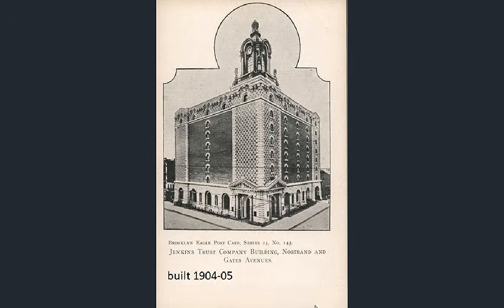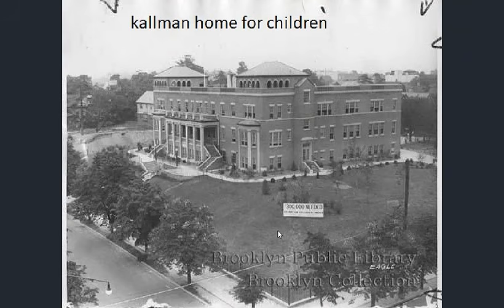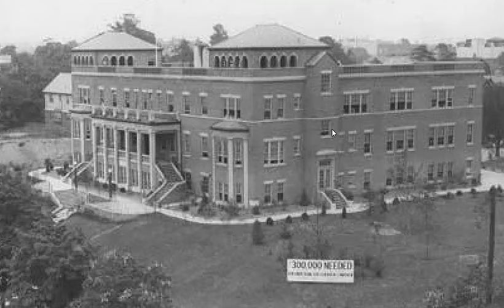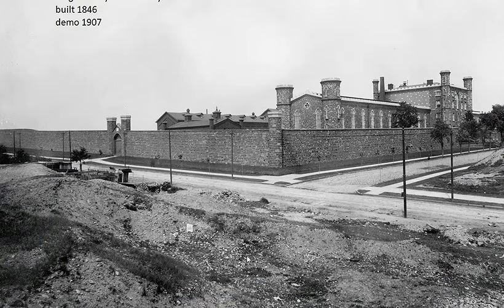The Jenkins Trust Company, 1904-05, couldn't find much else on that. Another home for children, McCallman Home for Children. Of course, you gotta need a place for these children without parents. Kings County Penitentiary, 1846, 50,000 people living there. Demolished in '07. Foreground also looks interesting here.